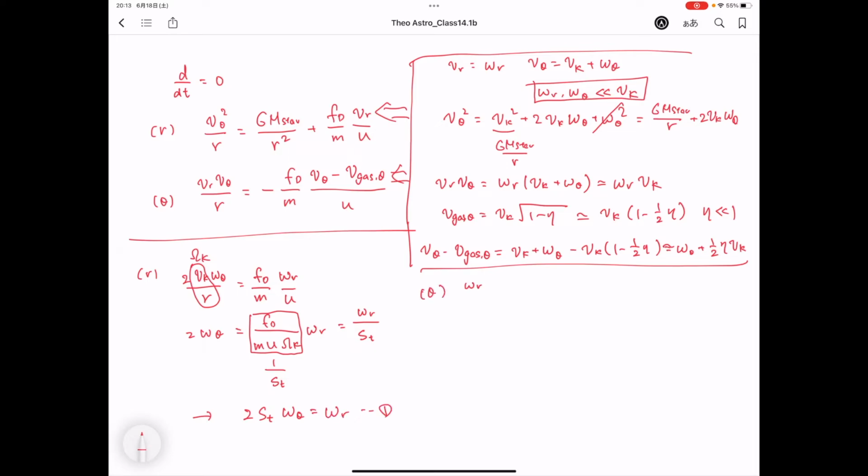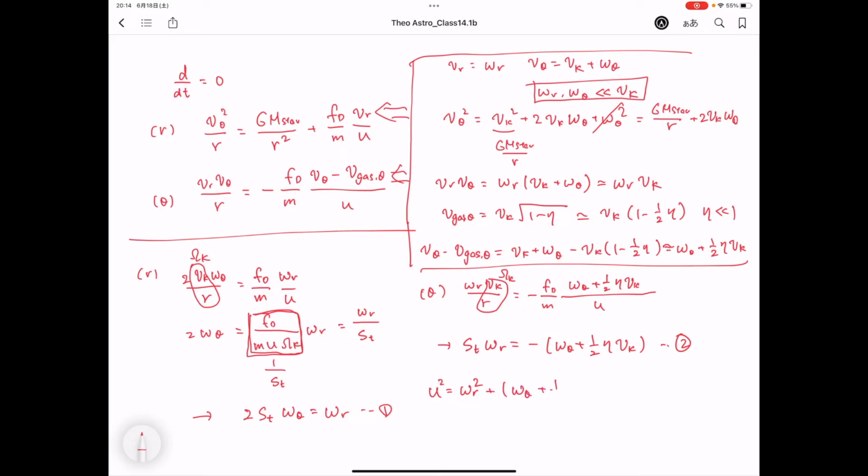For the theta direction, w_r v sub k over r equals minus F sub d over m times w theta plus 1 over 2 eta v sub k over mu. Then, as I explained, this is omega sub k. This becomes St w sub r equals minus w theta plus 1 over 2 eta v sub k. So we have two equations. Therefore, the relative velocity squared can be calculated: w sub r squared plus w sub theta plus 1 over 2 eta v sub k squared.